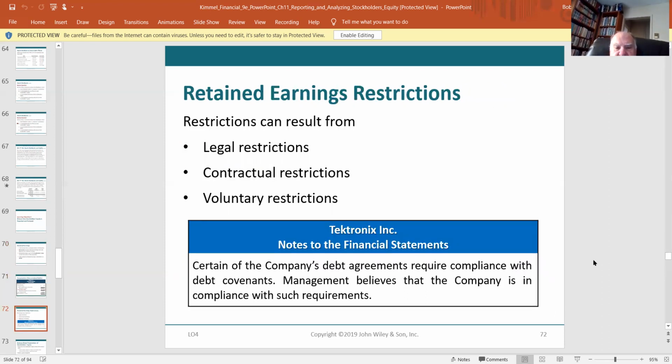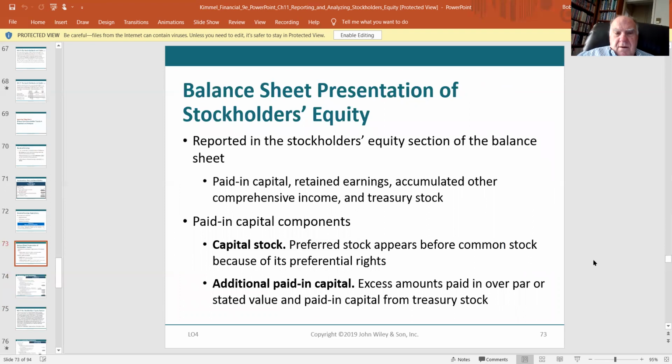Retained earnings restrictions. Again, they're just repeating that you can't issue stock if you don't have enough retained earnings. You can't spend what you don't have, okay? And there could be contractual restrictions, voluntary restrictions. Balance sheet in the presentation. Well, we just looked through this. Paid in capital, retained earnings, accumulated other.